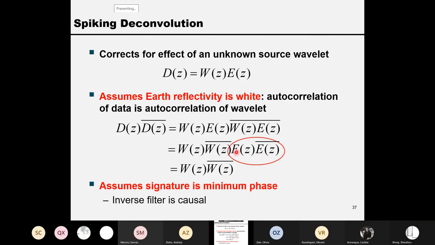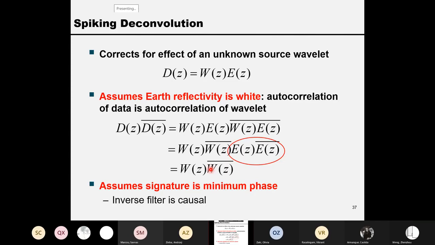Now, if we assume the subsurface reflectivities, because it's nature, right? It's randomly distributed. So that means the autocorrelation of this will be one everywhere, white noise, right? Will be white noise. So that means a constant. So that means your data autocorrelation can be treated as the autocorrelation of the wavelet. That's important, very important, right? So that means you know what your wavelet is.